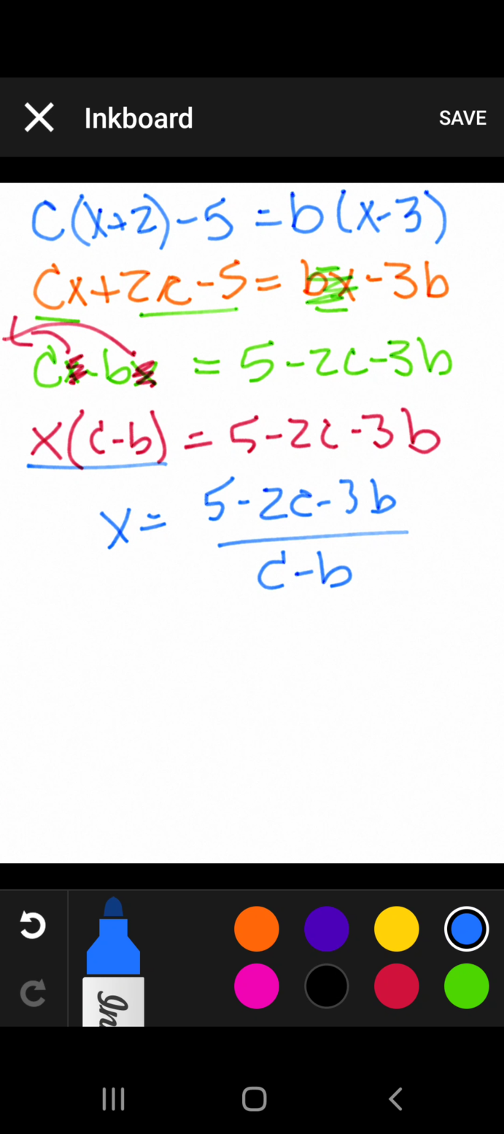Now your answer is butt ugly. I mean, that's pretty disgusting, but it is still the answer. Now I could multiply it by -1 top and bottom. I could split things up. I could do all kinds of other stuff, but if you just want to leave it like this, I'm content with it.